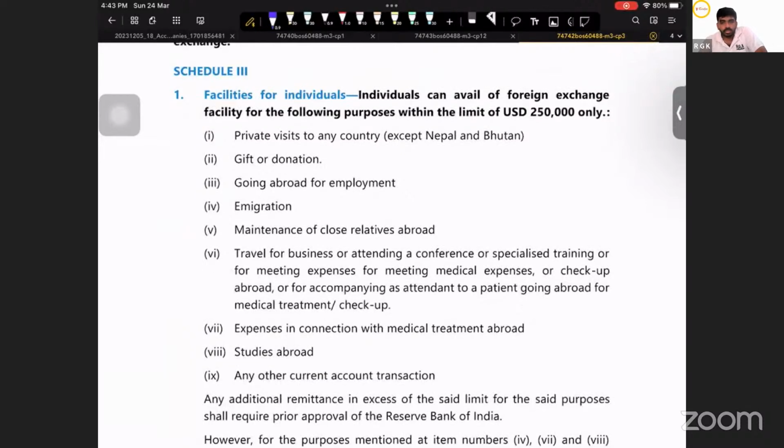Coming to Schedule 3. Schedule 3 tells us that individuals can avail foreign exchange facility for the following purposes within the limit of $250,000. Beyond $250,000, you will have to take permission from the Reserve Bank of India. See, this is for individuals. Up to $250,000, there is no need to take any permission from RBI to draw foreign exchange.